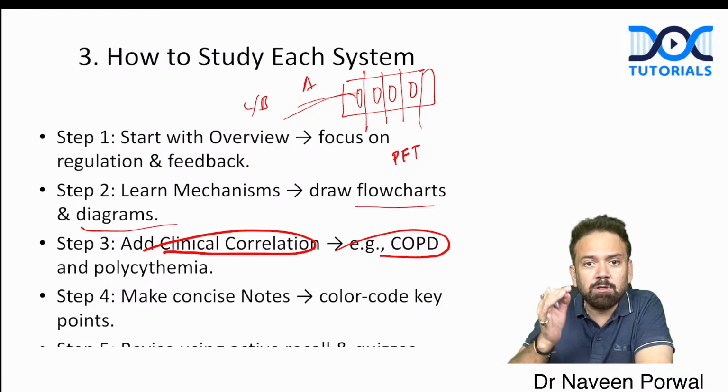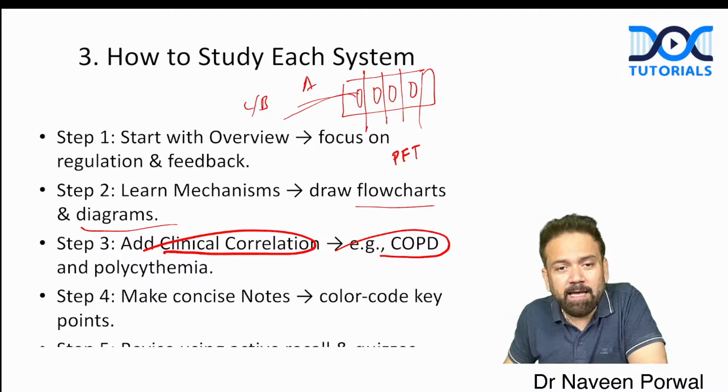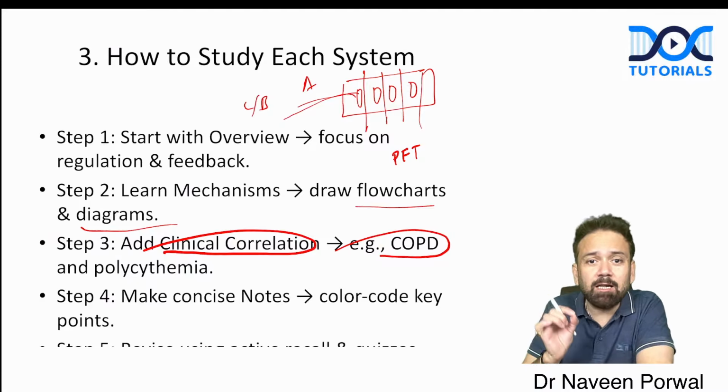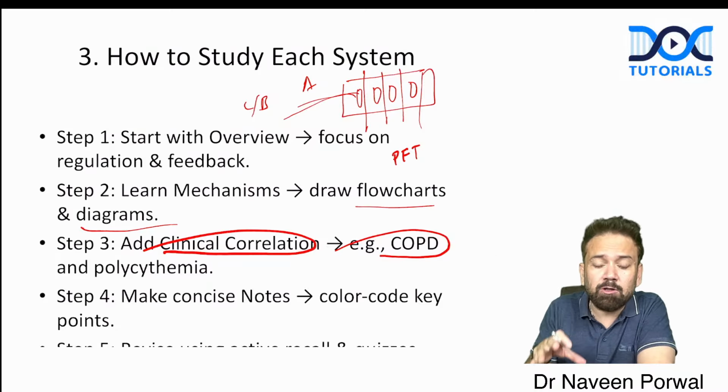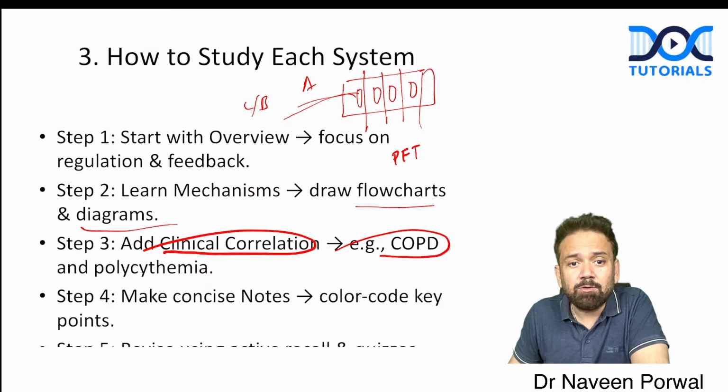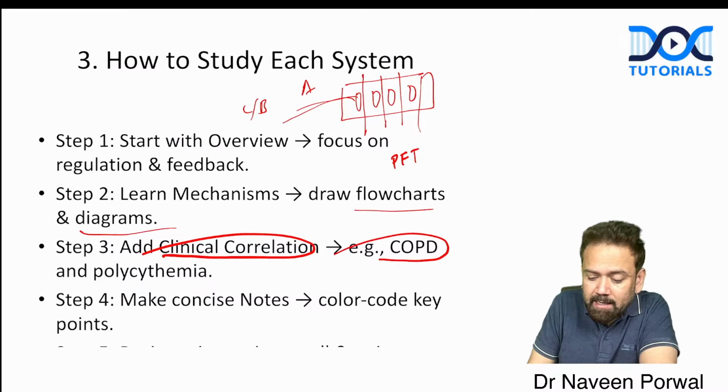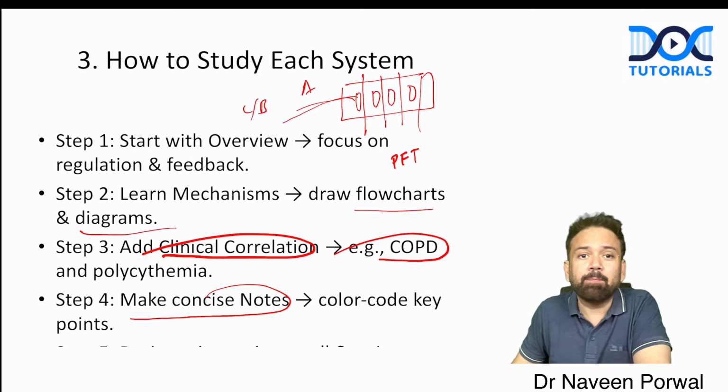Suppose you are studying GIT, HCl secretion. So what is the clinical correlation? It can cause ulcer. What are the drugs that act on the parietal cell? Okay, so like that. So always make concise notes, color code key points.